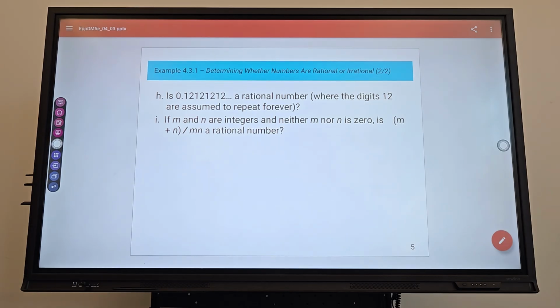0.12121212 on into infinity, is it a rational number? Yeah, I'd forget the ratio, but it is a rational number. If m and n are integers and neither m nor n is 0, then m plus n over m times n is a rational number. Is it?